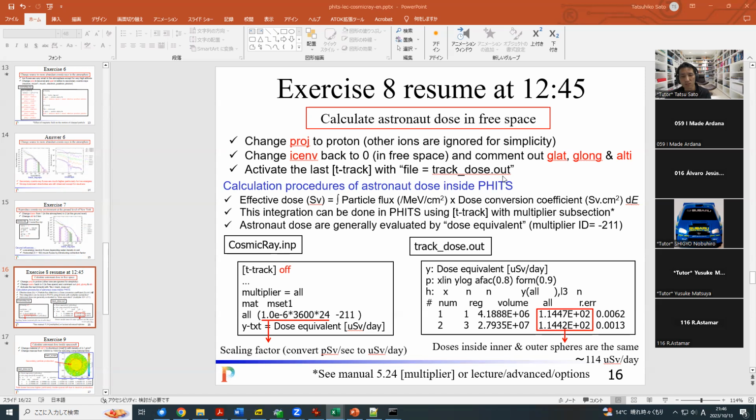And with this tally, we calculate the effective dose equivalent using the multiplier functions.